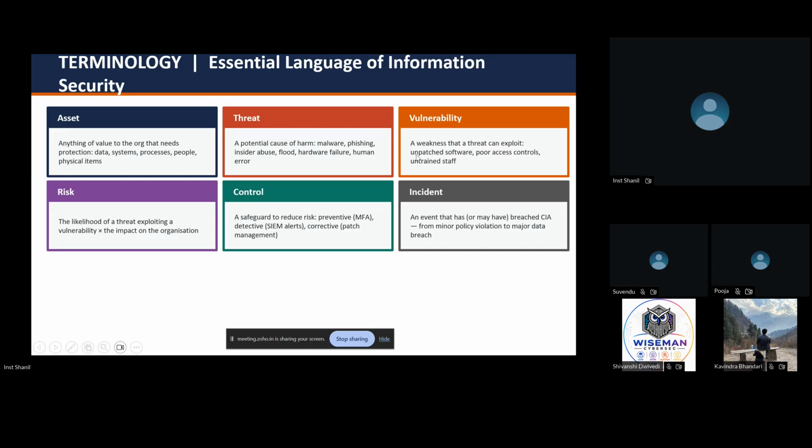Vulnerability. Any weakness that a threat can exploit, like unpatched software, poor access controls, or untrained staff. To continue with my previous example of locking the house, whenever you go out, you lock the house, but you go 5 kilometers ahead and you think, was it properly locked or not? I cannot remember, right? So that is a vulnerability. If you have not put the lock correctly and your door is unlocked, you forgot to lock it, so that is a vulnerability. Anyone can easily enter your home and commit a theft.